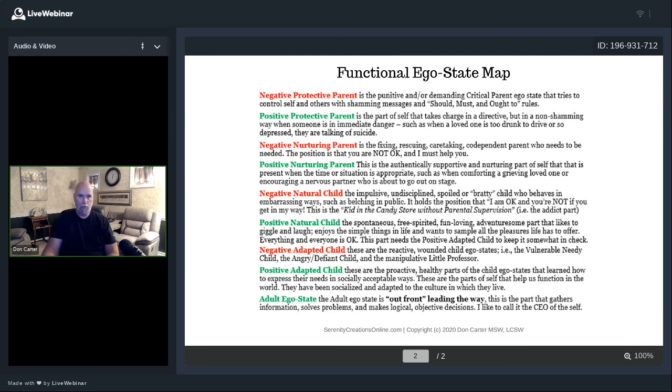The positive protective parent is the part of self that takes charge in a directive but non-shaming way when someone is in immediate danger, such as when a loved one's too drunk to drive or too depressed and they're talking about suicide. Then I want to become a positive protective parent and I want to take over, even if it's my spouse or brother or sister, whoever. So we have all the descriptions of when it's positive, when it's not helpful. The adult ego state, again, is that out front, leading the way part that gathers information, solves problems, and makes logical decisions.